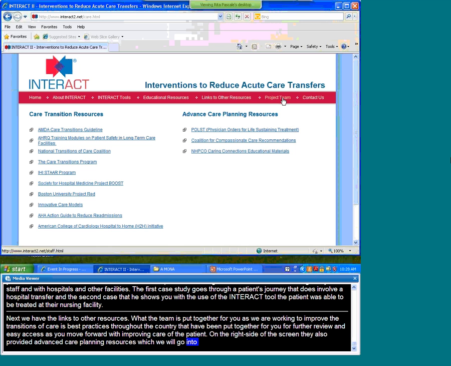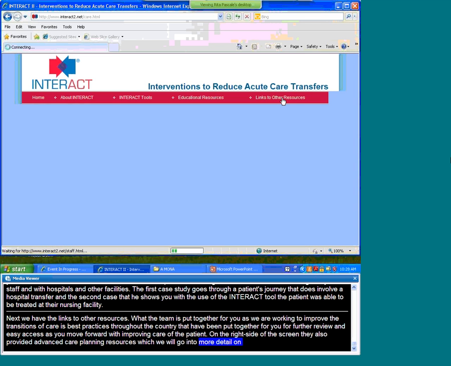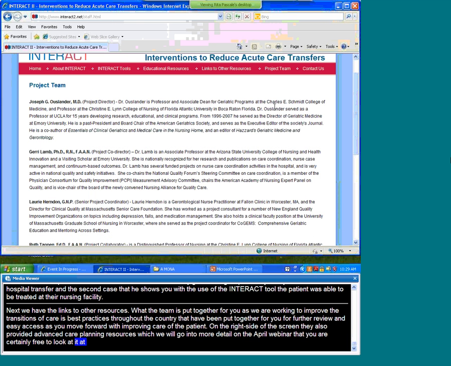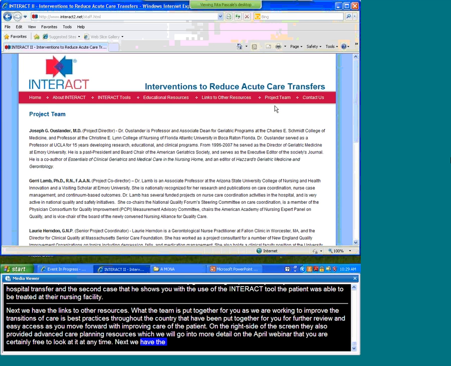And then next across the red banner, we have the project team. It just gives you a little more detail about who they are, where they're from. They're from all over the country, all different kinds of disciplines.